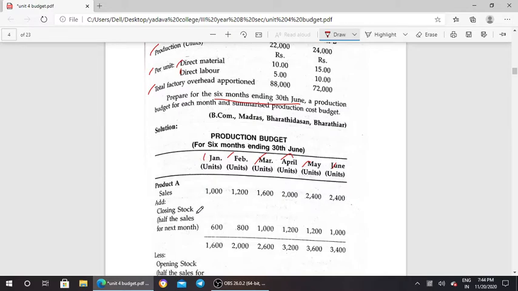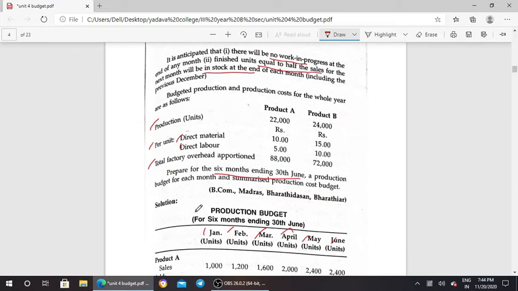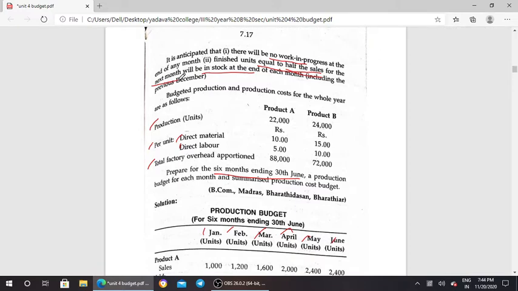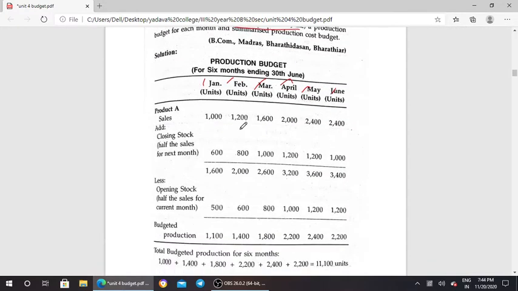So how do we calculate this closing stock? They have said the stock at the end of each month will be half of the sales of the next month. Next month's sales, we should take half; that is the closing stock they have given. So that means January closing stock will be half of next month's sales. Next month's sales is 1,200, so that should be divided by 2. You will be getting half, which is 600. So half of next month's sales is the previous month's closing stock.